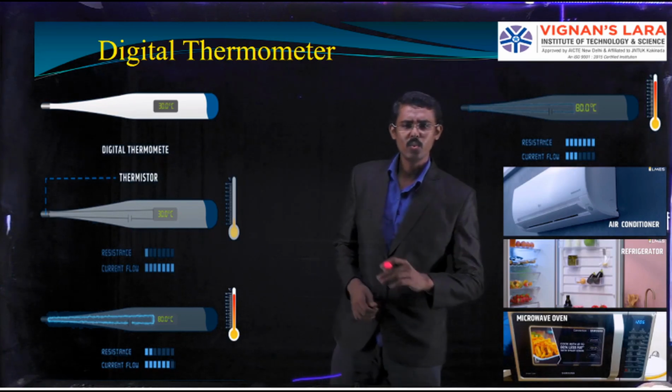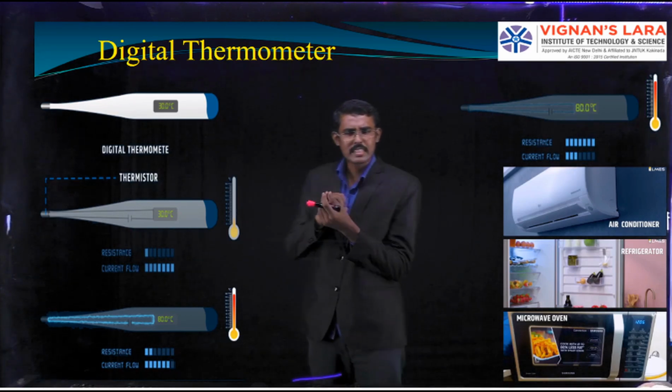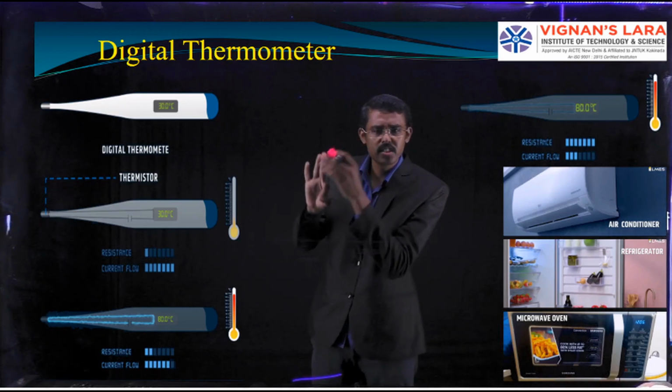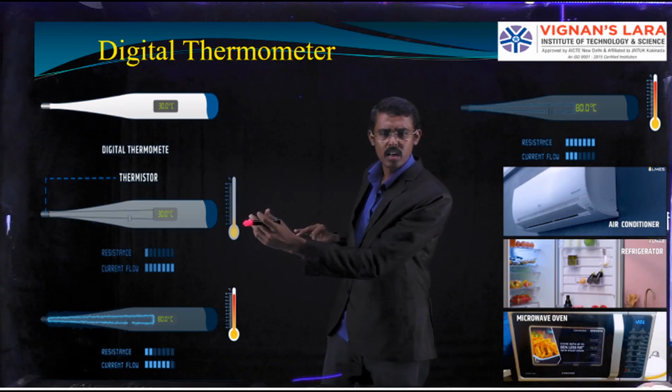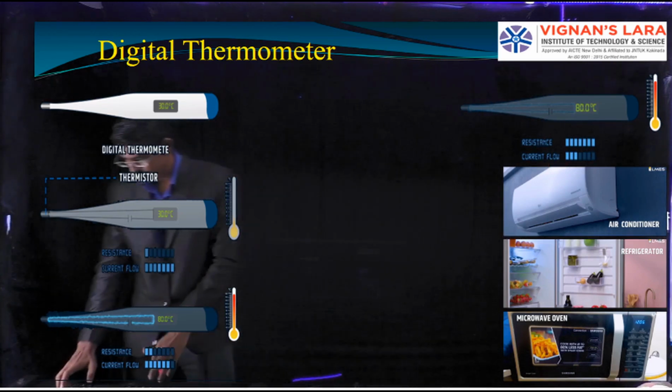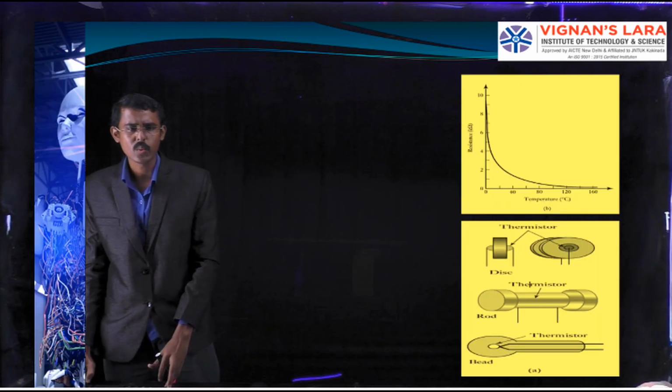Right. Now we have seen a number of examples of bimetallic strip, liquid thermometer, digital thermometer. So from the iron box to the washing machine to the AC, we have seen some examples. Now let me move to the next one.